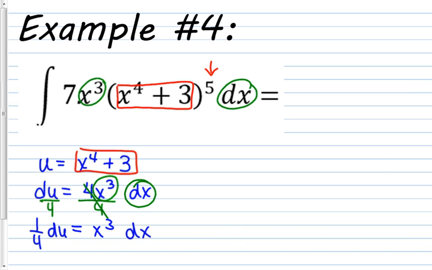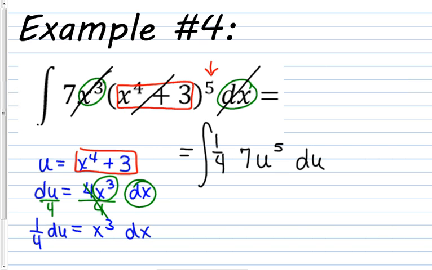Okay, so let me actually do what I'm saying here. So once I replace these with, and I'll write it over here, 1/4 du, and then I replace this with u to the 5th. The 7 can go right there.